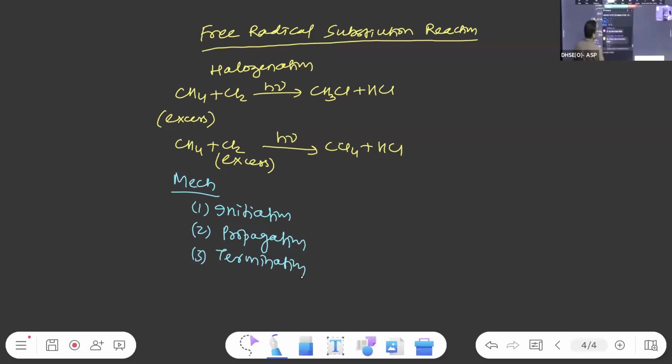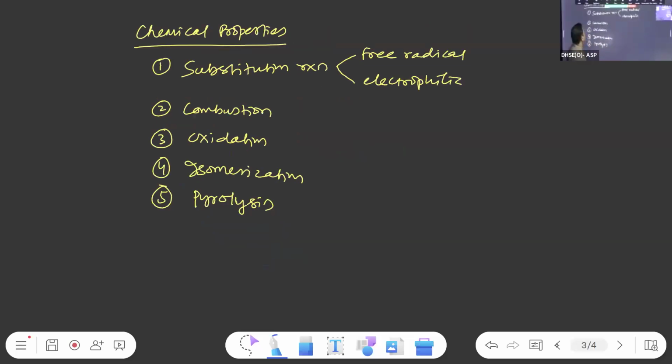Chemical properties, let's start. So in chemical properties, let's just recap. Look, chemical properties can be substitution, combustion, oxidation, isomerization, pyrolysis. So these are the major chemical properties of alkanes. Substitution can be of 2 types: one is free radical, another is electrophilic. Let's start with substitution, that is free radical substitution.